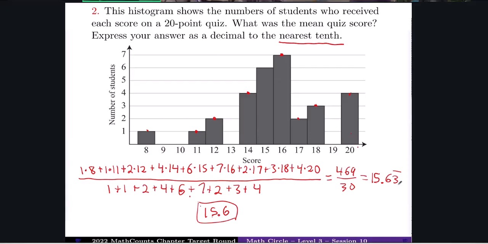Is this okay? Anyone have any questions on this one? Okay, I will set the timer and we'll post another 2 questions.